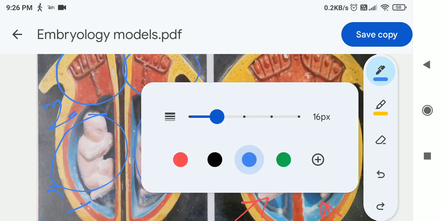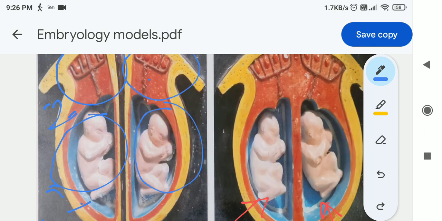Whereas on the other twins, other dizygotic twins, you can see only one type of one placenta here. You can see only one placenta here. But how many amniotic cavities are there? How many blue color cavities are there? It's two cavities are there. So this is only one placenta, monochorionic diamniotic type of twins.